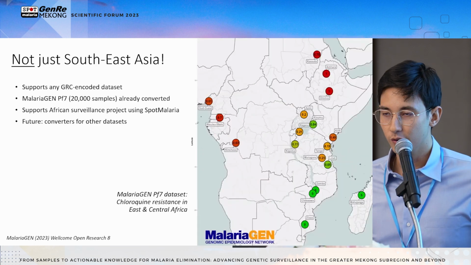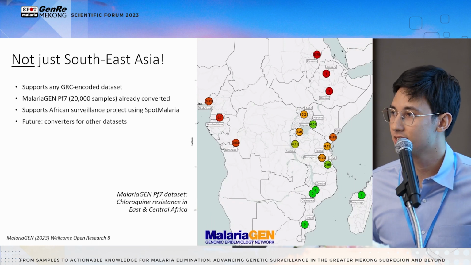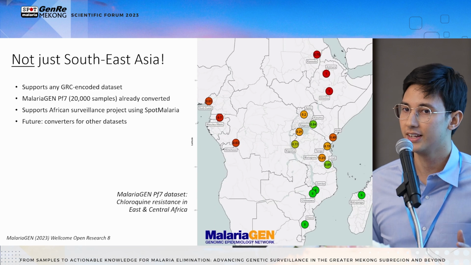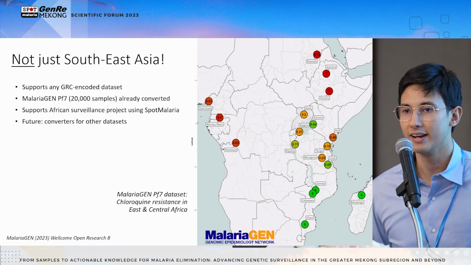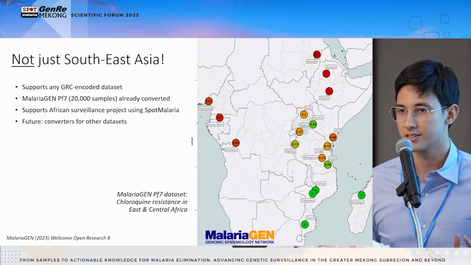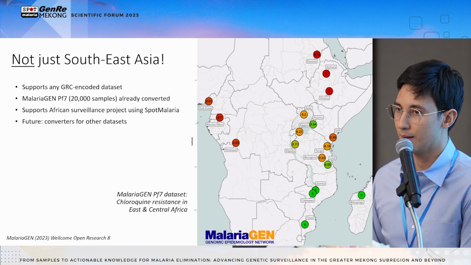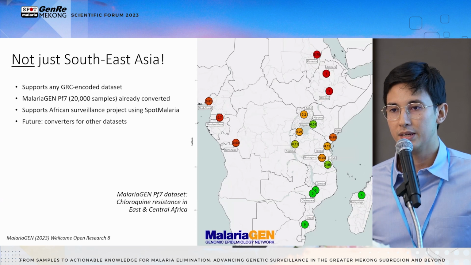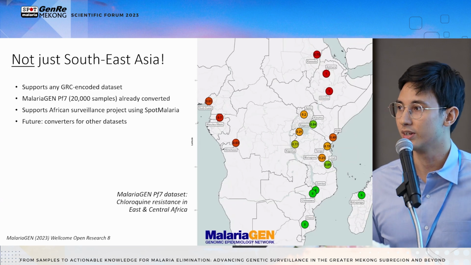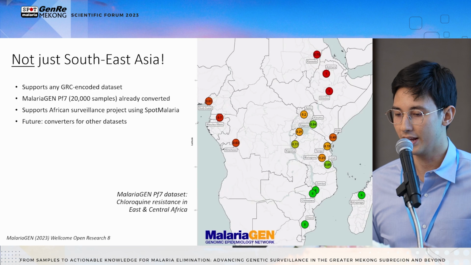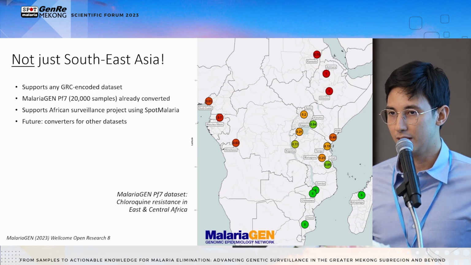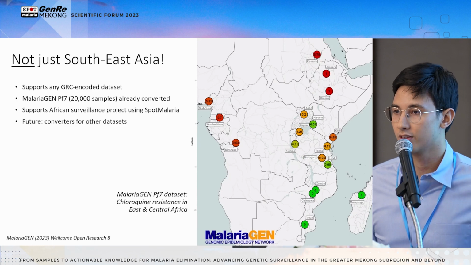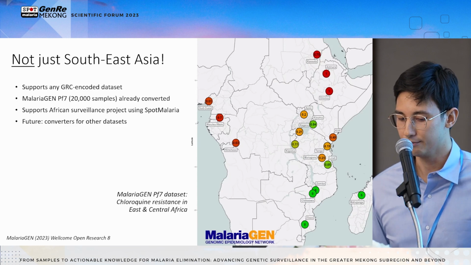I'd like to also note that the grcMalaria R package isn't limited to data from Southeast Asia. As long as the data is in the appropriate GRC format, the grcMalaria R package can produce genetic epidemiological maps for that region. And we've already gone ahead and converted the Pf7 dataset, which contains up to 20,000 samples, into the GRC format and produced various epidemiological maps of Africa, as well as South America and Oceania.